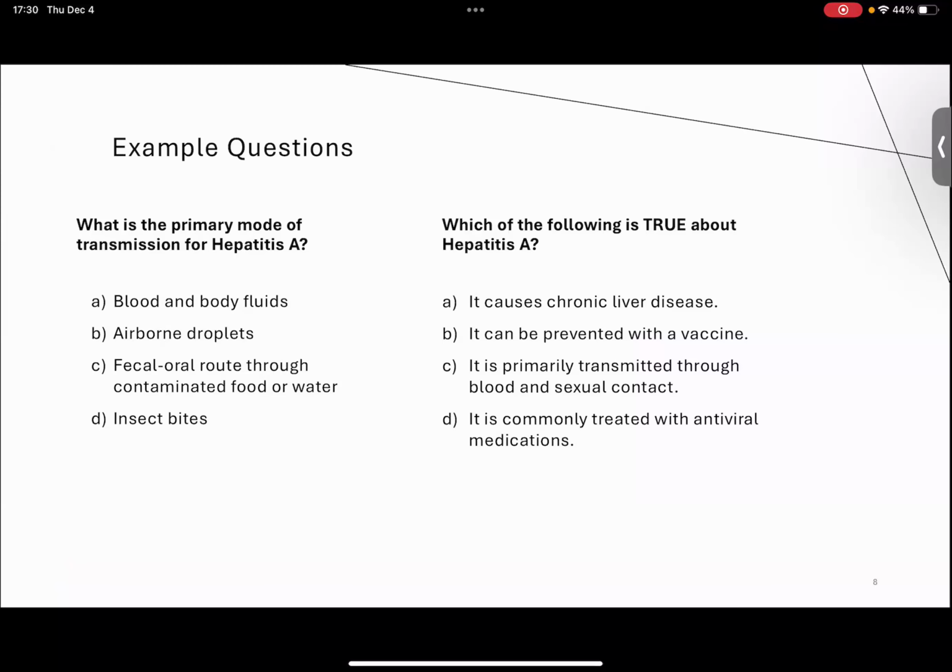Which of the following is true about hepatitis A? Does it cause chronic liver disease? Almost never. If you are an otherwise healthy person, you should recover naturally from this. You won't even have temporary jaundice associated with that. Can it be prevented with a vaccine? It can. There are hepatitis A vaccines. Is it transmitted through blood and sexual contact? No, that is hepatitis B. Is it treated with antiviral medications? It almost never needs to be. You will almost always recover naturally from this if you are otherwise healthy.